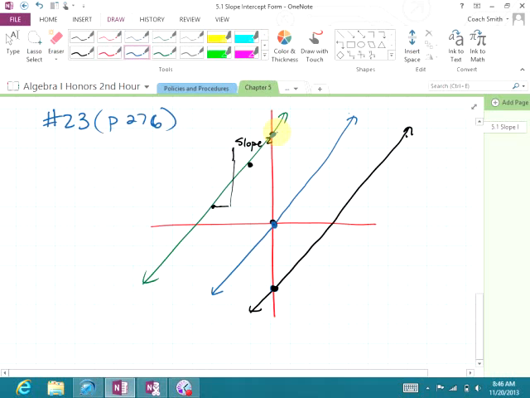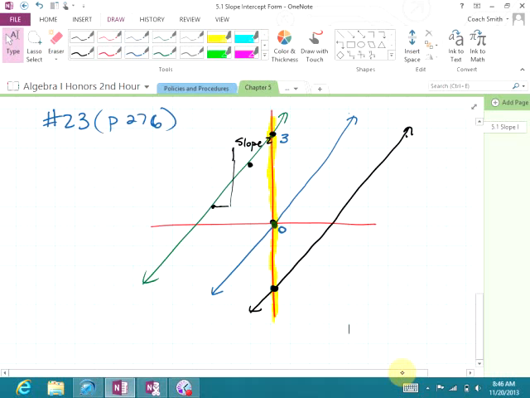The y-intercepts were different. I believe the first one was 3. This should be 0 because it crosses at the y-axis. So how do we know that? Well, you just go down the y-axis and see where the line crosses the y-axis. Wherever it crosses the y-axis is what your y-intercept is.